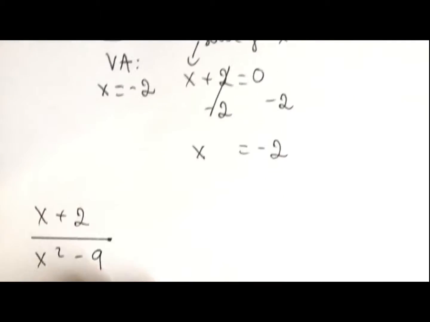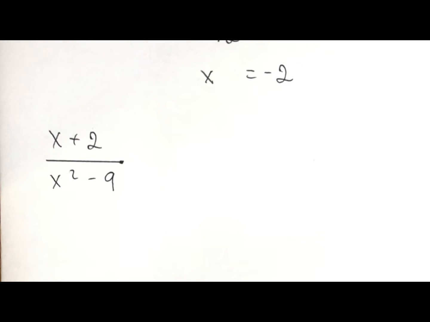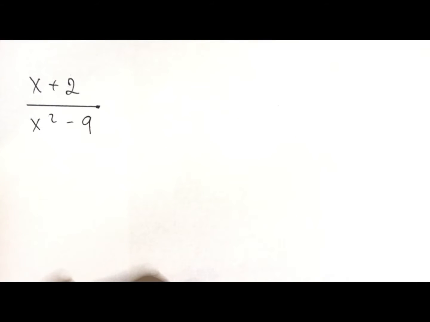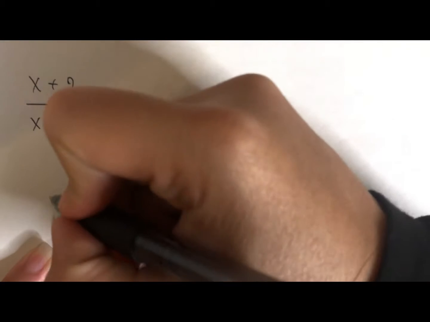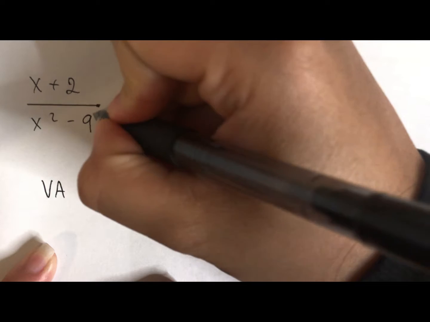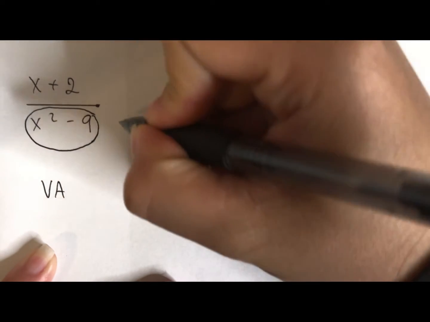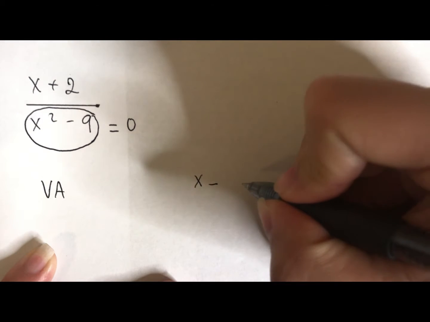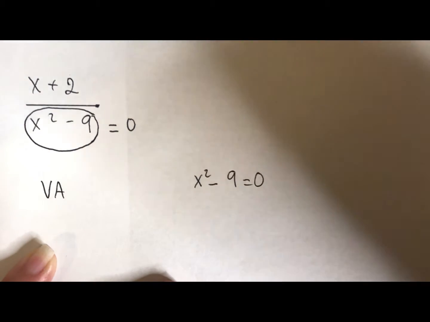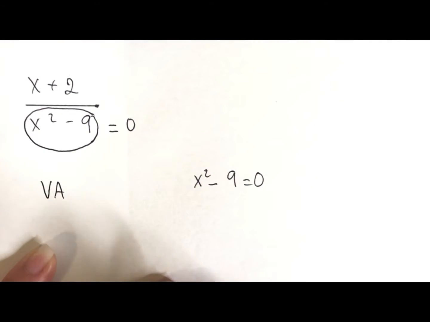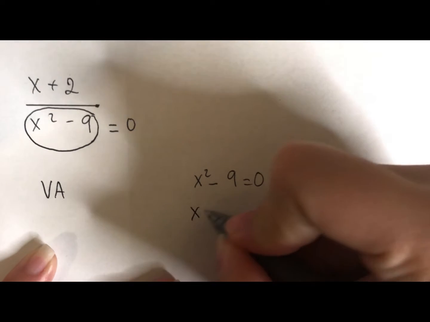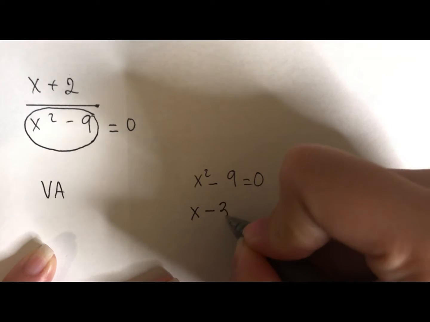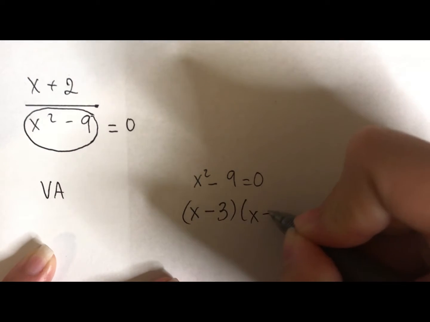Okay, let's look at another example. We have x plus 2 over x squared minus 9. So again, to find the vertical asymptote, we're just going to set the denominator equal to 0. So we're going to say x squared minus 9 is equal to 0. Remember, this is our difference of squares. So it is equal to x minus 3 and x plus 3.